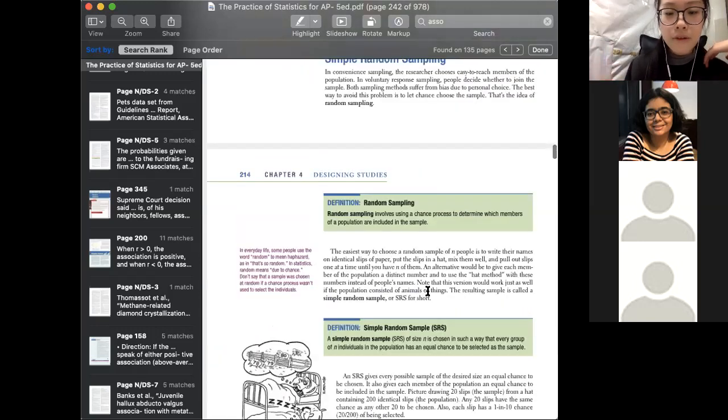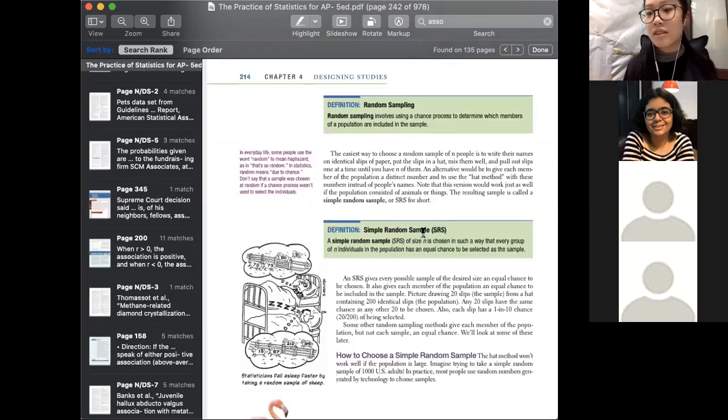And random sampling is what we usually do. That's the correct way. You just pick people randomly, trying your best to reduce the bias. A simple random sample is just a random sample, the way that we usually do it.